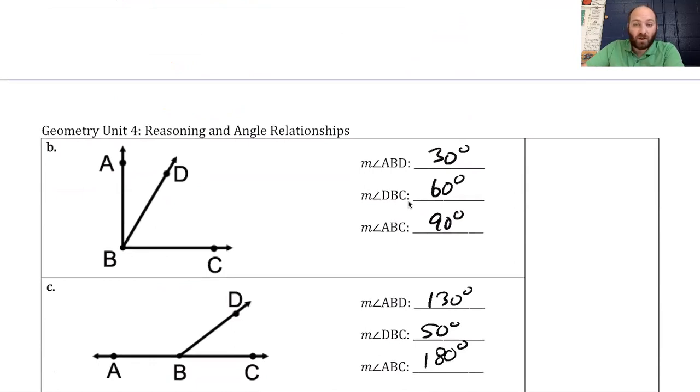One thing I want you to look at: based on your measurements, what observations can you make about the relationship between ABD, DBC, and ABC? I want you to answer that question right now in the play posit. Give it a shot, and then we'll continue on in a second here.